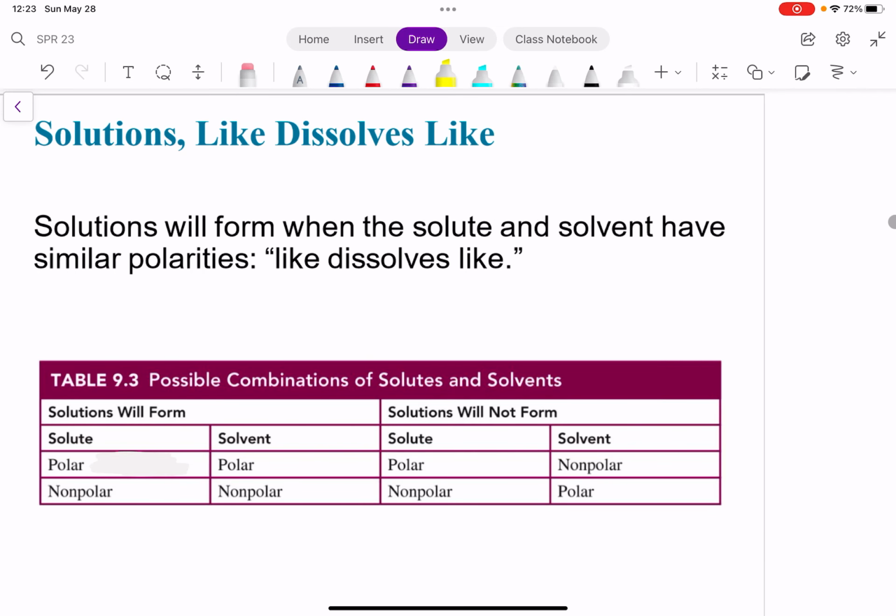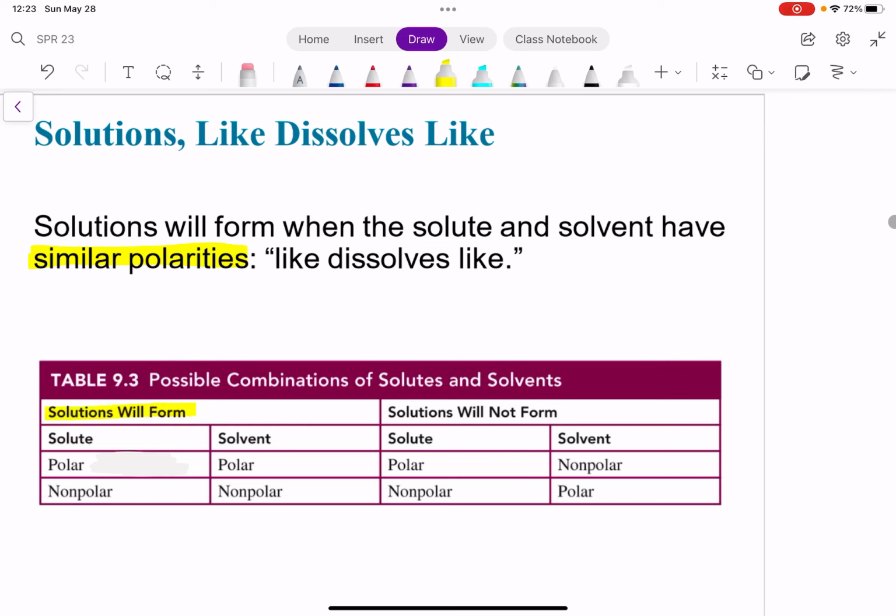All right, so why am I talking about polarity? Well, it turns out that solutions will form when the solute and solvent have similar polarities. So what does that mean? Let's look at this table here. I'm looking over on this side right now. These are possible combinations of solutes and solvents. Solutions will form when your solute is polar and you're dissolving that polar solute in a polar solvent, when your solute and your solvent are both polar.